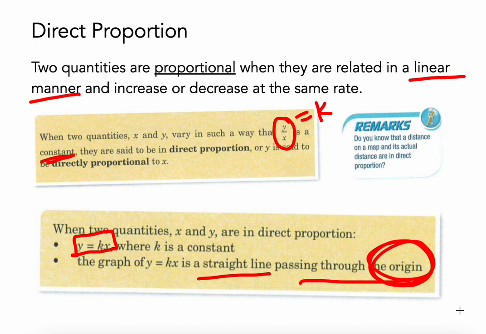Okay, so there are two main requirements to check if two quantities are indeed proportional to each other. Whenever you divide the y values by the x values, you should get the same k value. And then when you graph the line, it should create a straight line that passes through the origin. Remember, the origin is your 0, 0 point. So be sure that you put this in your notebook.